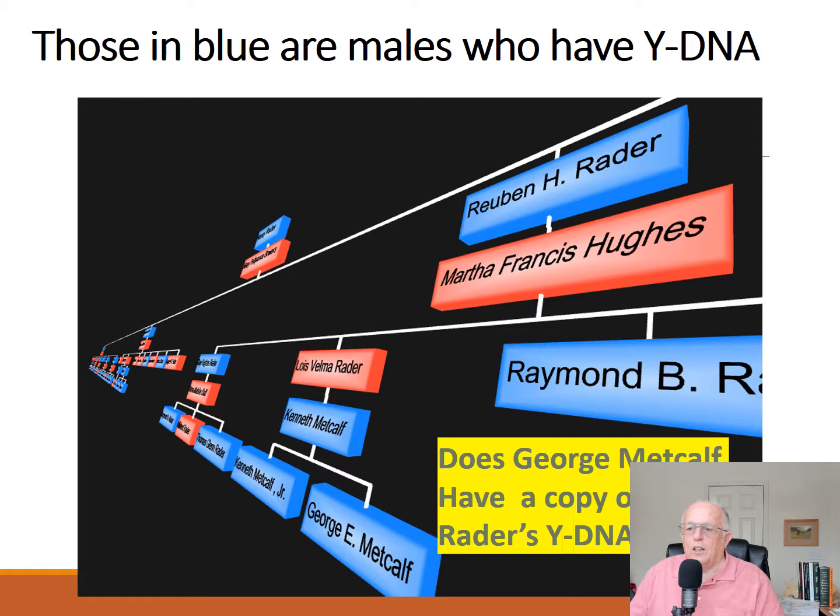You can look at Reuben's here. He has a son over here who had 2 sons. That's a male to male to male. So these 2 sons do have Reuben's Y chromosome.